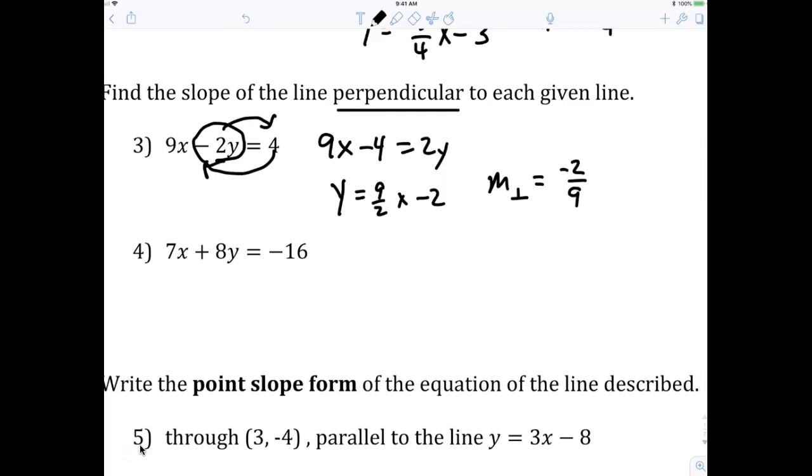Any issues? All right, so here we go. 8y equals negative 7x minus 16. Y equals negative 7/8 x minus 2. So, slope of the perpendicular is 8/7. How's that, guys? So far, so good? All right, let's try the next one.